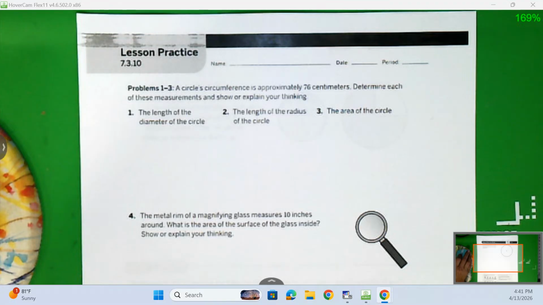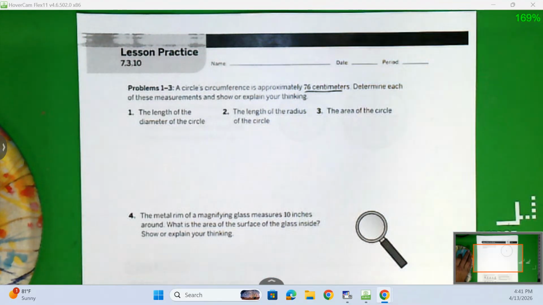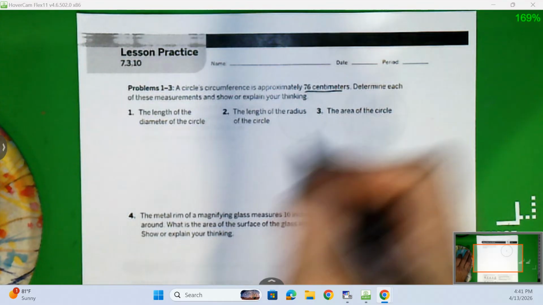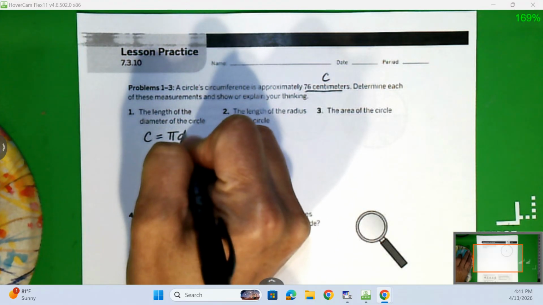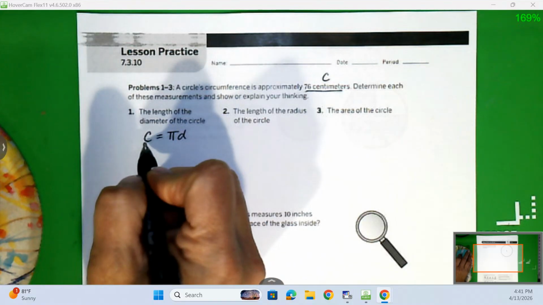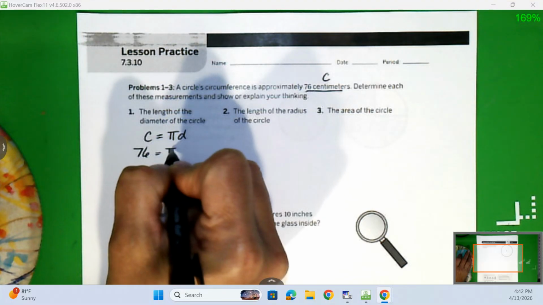We have a circle whose circumference is approximately 76 centimeters. Determine each of these measurements and show or explain your thinking. So looking at number 1, it says the length of the diameter of a circle. Since we're given the circumference, we can do circumference is pi d. We are going to replace our circumference with the 76 centimeters.